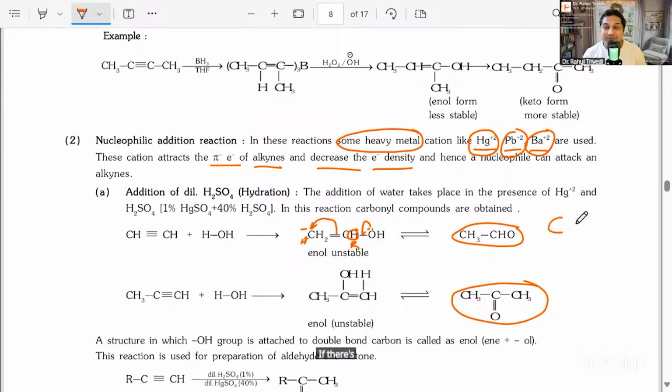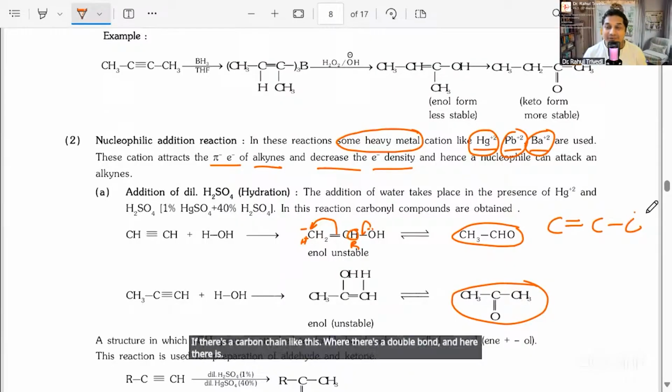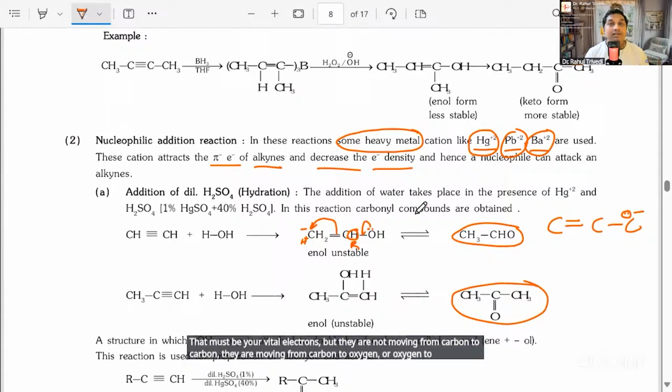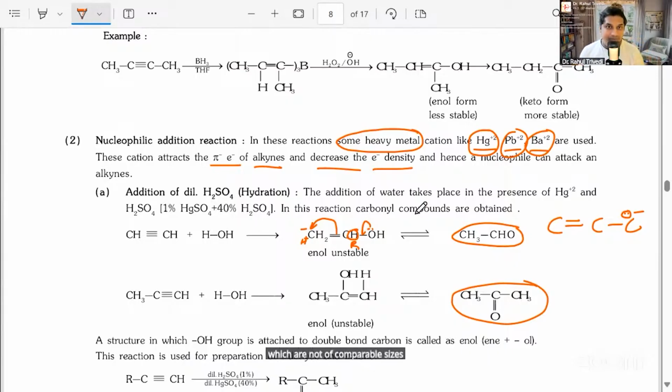If there's a carbon chain like this, where there's a double bond and here there is a negative charge, that means some excess electron is present, then they are in conjugation. We don't count that on oxygen. Correct? Yes. Even though a kind of resonance is happening, it is not a similar carbon atom. So even though these are pi electrons, that means p orbital electrons, they are not moving from carbon to carbon. They are moving from carbon to oxygen or oxygen to carbon, which are not of comparable sizes. You're getting my point? Yes, sir. That's why they're not that stable. Understood? Good.